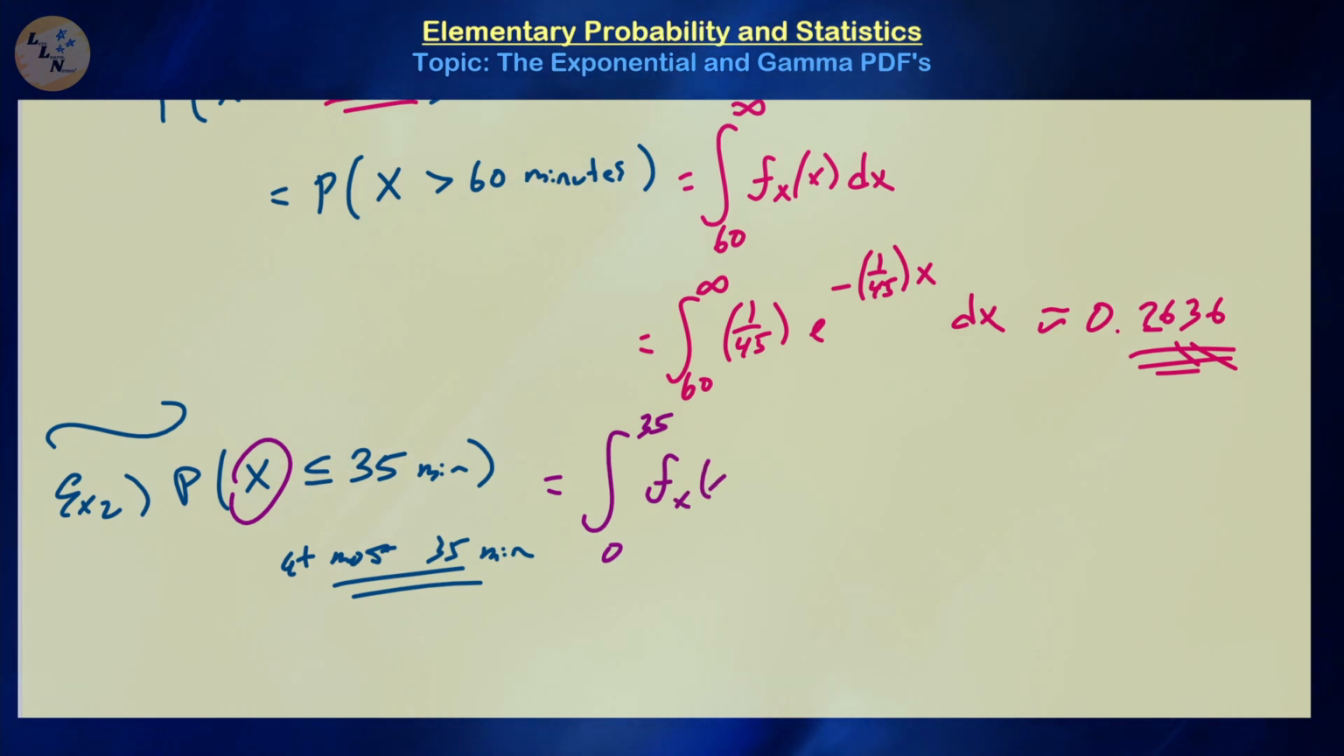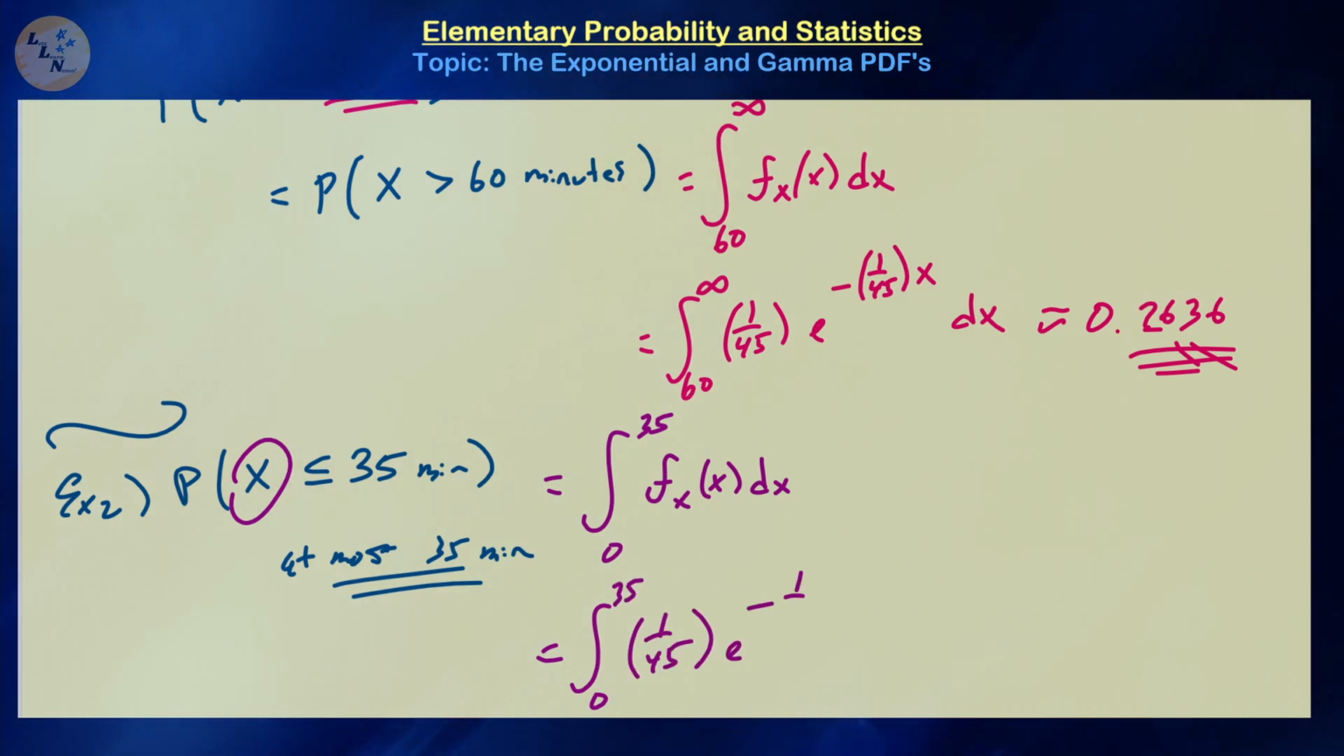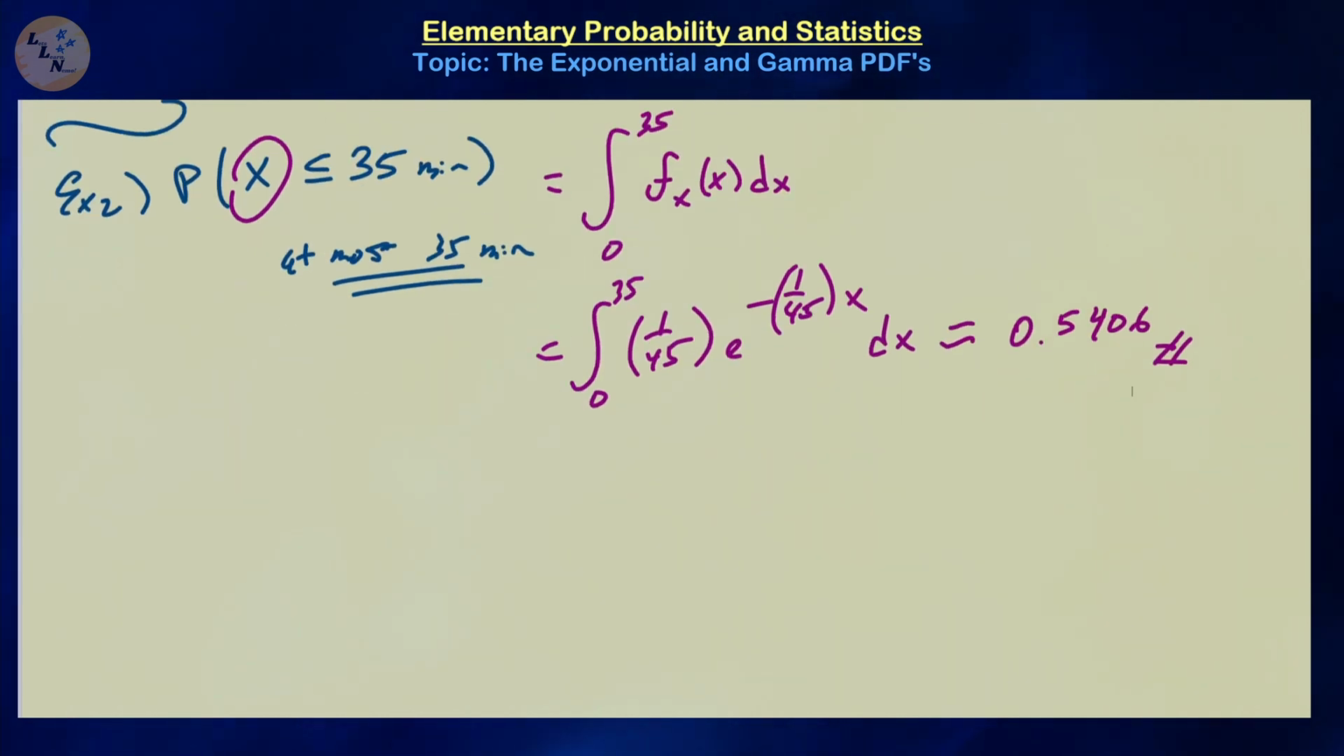So we're going to be integrating our distribution from 0 to 35. So that's, again, going to be the integral from 0 to 35 of our distribution function. Right, same average. And one can find that in Desmos to be approximately equal to 0.5406. Or if you know calculus, you should be able to figure that out by yourself.